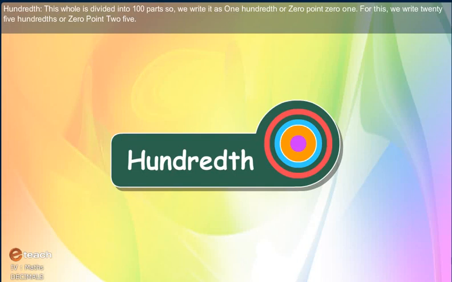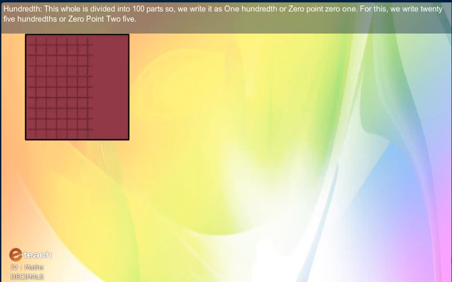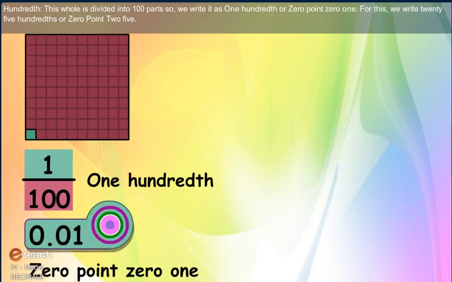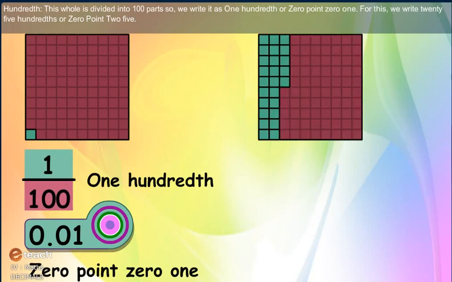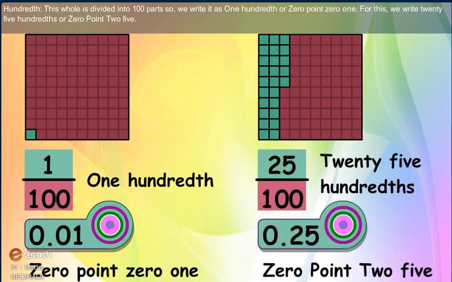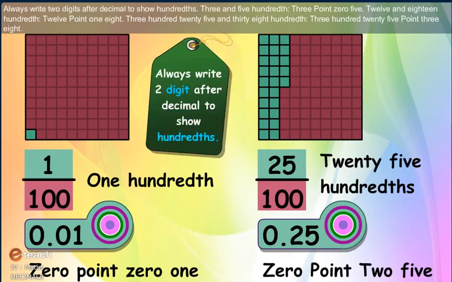Hundredth. This whole is divided into 100 parts, so we write it as 1/100th or 0.01. For this, we write 25/100ths or 0.25. Always write two digits after the decimal to show hundredths.